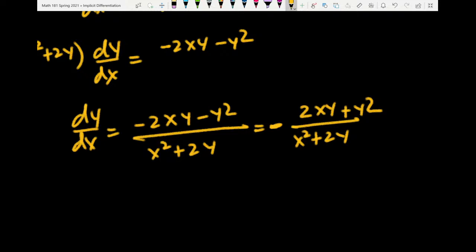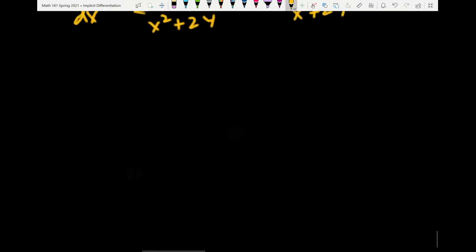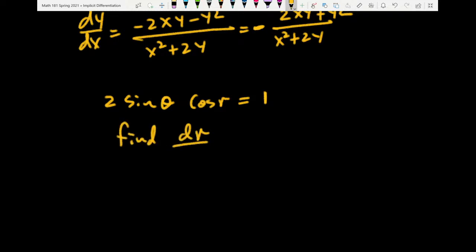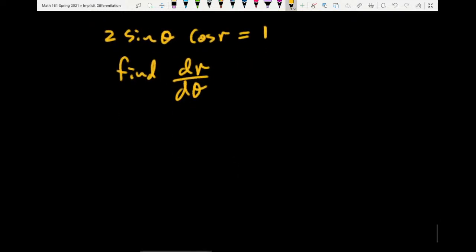Now let's do this implicit differentiation with trig functions. So you have 2 sine of theta cosine of r equals 1. Find dr/d theta. So you've got to take the derivative with respect to theta. All right, let's try this.